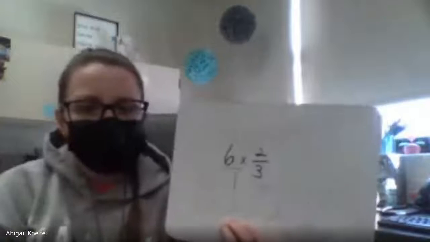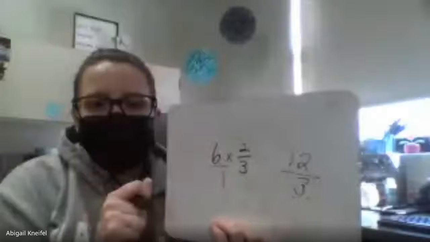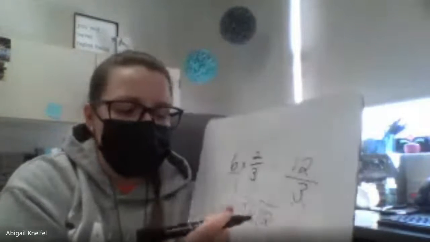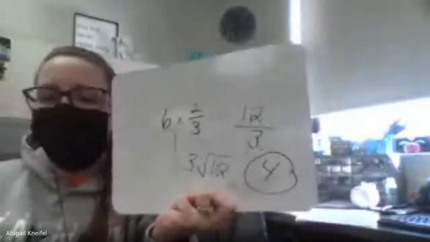So first you would turn 6 into 6 over 1. Okay. Then you would do 6 times 2, which is 12. Then you multiply 1 times 3, which is 3. Now I have an improper fraction. What's my next step? Then you have to turn it into a mixed number, which would be 4. So what I do is I take my 12 and I divide it by the bottom 3. 3 goes into 12 4 times.